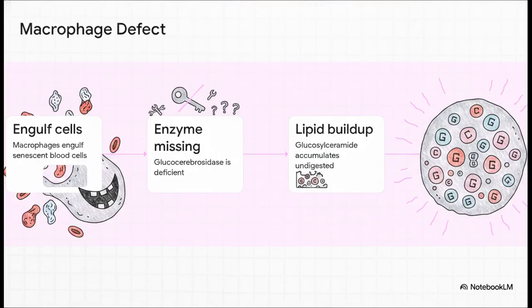To see how this actually builds up at a cellular level, we really have to look at macrophages. These are essentially the garbage collectors of your blood. They're meant to engulf old red and white blood cells and break down those cellular membranes for recycling. But because that crucial glucocerebrosidase enzyme is missing, they just can't break down a specific lipid called glucosylceramide. So the trash gets in the door, sure, but it never actually gets broken down. Step by step, that undigested lipid just accumulates, and it accumulates, until the macrophage becomes massively overstuffed.